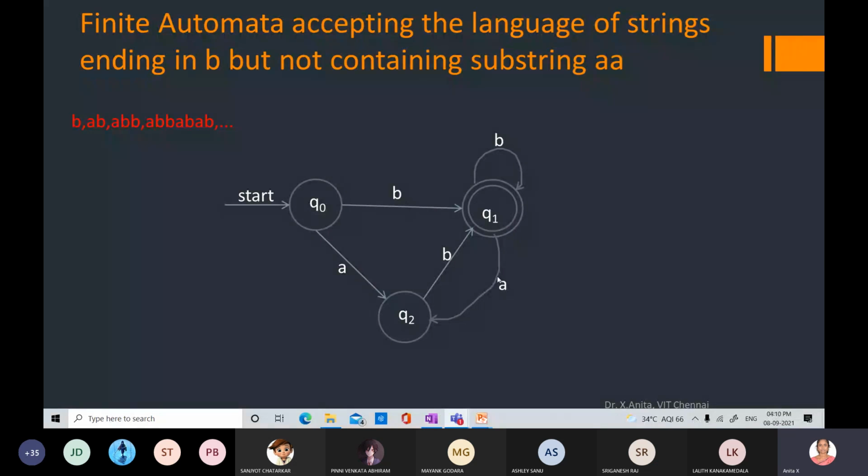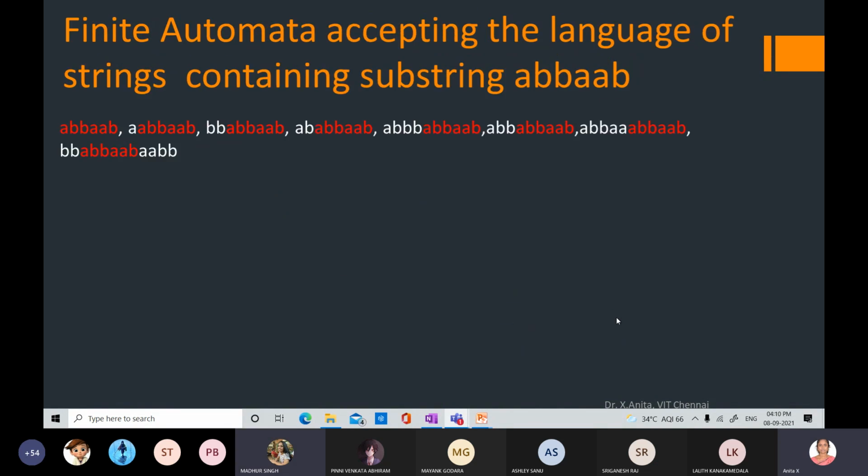Instead of Q2, if suppose I'm moving on to Q0, what happens? Then if another A comes, it will move to Q2. So Q2 is allowed, and it can be a final state. In Q2, if A comes, I'll be moving on to the trap state.